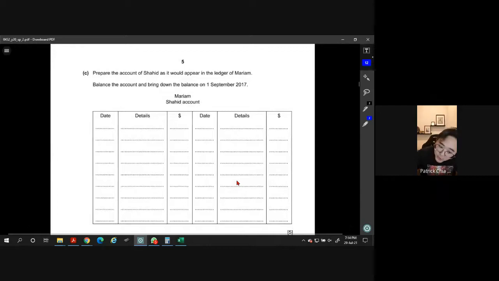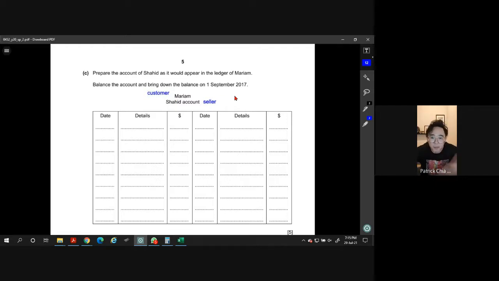Then after that, they ask you to prepare the account of Shahid as it would appear in the ledger of Mariam. So who are we now, guys? Are we Shahid or are we Mariam now? Right, we are Mariam. But one thing that will never change. One thing that will never change is what? Shahid is the seller, no matter what point of view, right? Shahid is the seller. Understand? And Mariam is the customer. We are the buyer.